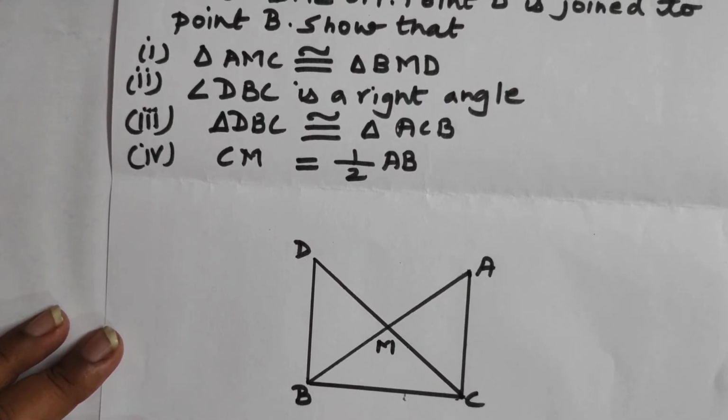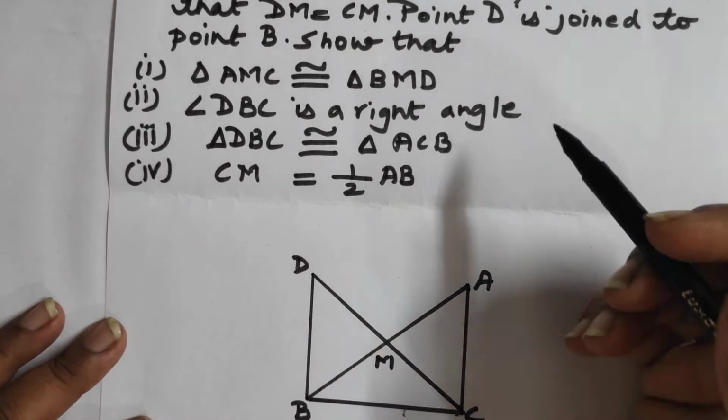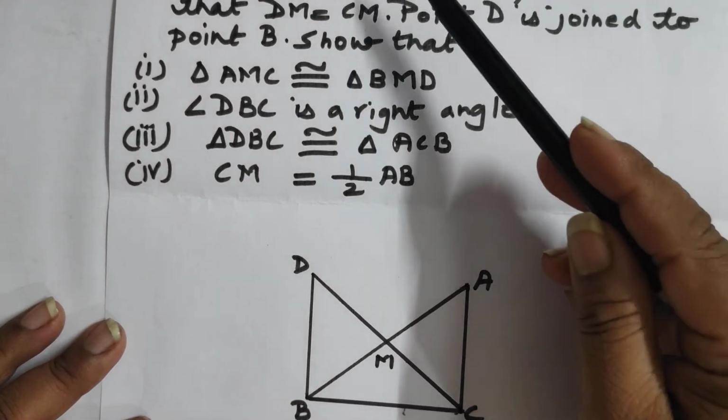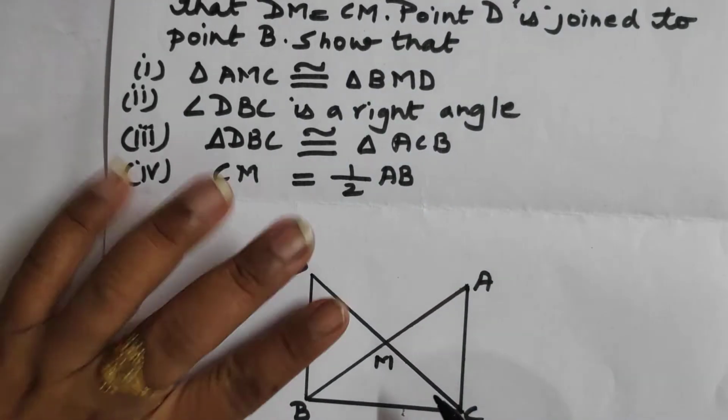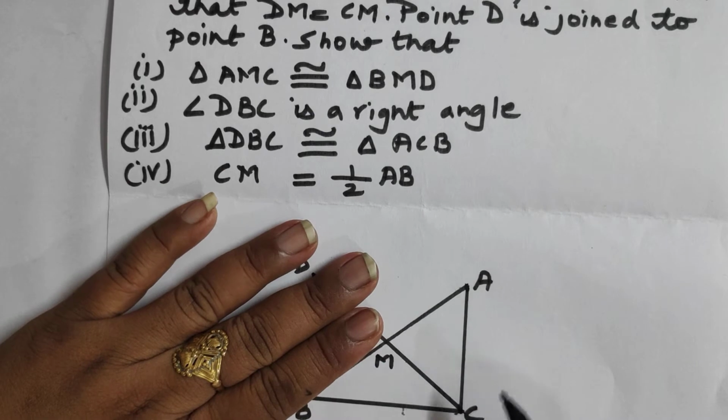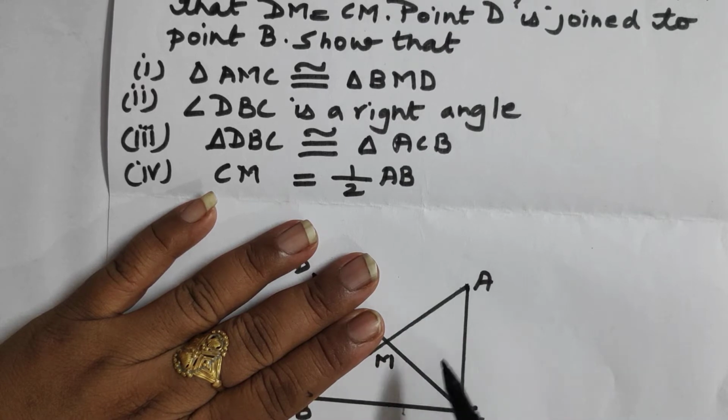I'm repeating the question again to explain it to you. In a right triangle ABC, means this triangle ABC, right angled at C. This is the right angle. This triangle is right angled at C. M is the midpoint of hypotenuse AB. It means AM is equal to BM.